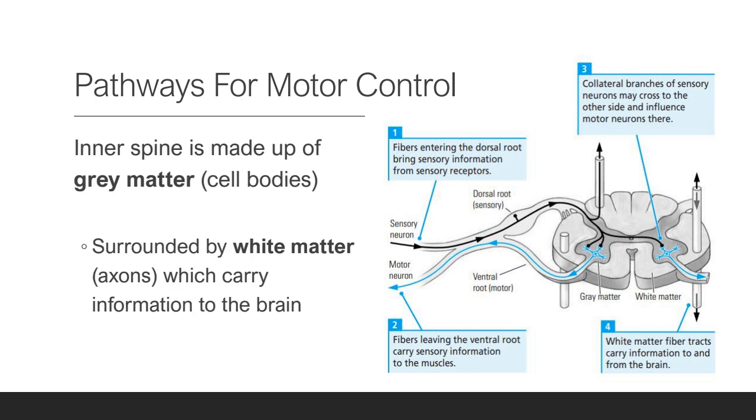So in the spinal cord itself, the outer part of the spinal cord consists of white matter, or tracts of white matter.